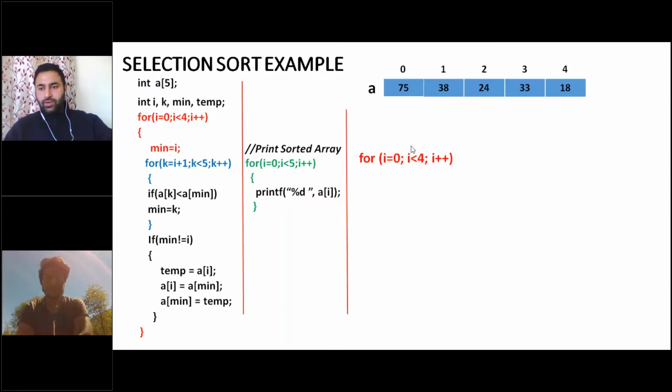See, first time when this loop runs, it will start from 0 to 4.